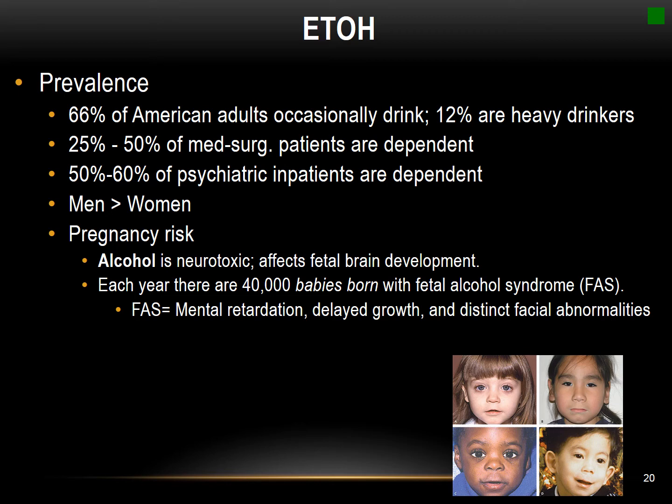Alcohol is a neurotoxin, and it affects fetal brain development. This causes something called fetal alcohol syndrome. Fetal alcohol syndrome causes mental retardation, delayed growth, and the distinct facial abnormalities you see in these children. They've got this particular type of mouth. You see the bridge of their nose, their eyes, how their ears are. This little fellow's pretty typical of a FAS baby.